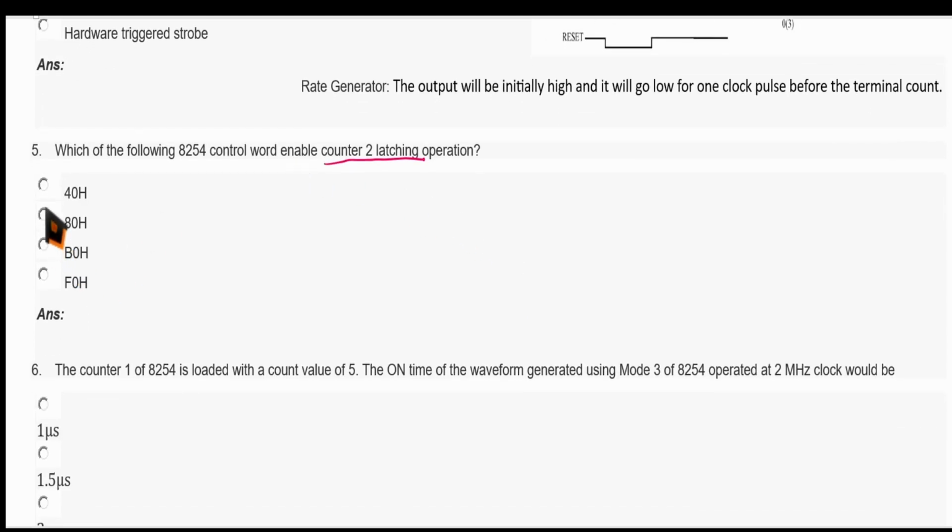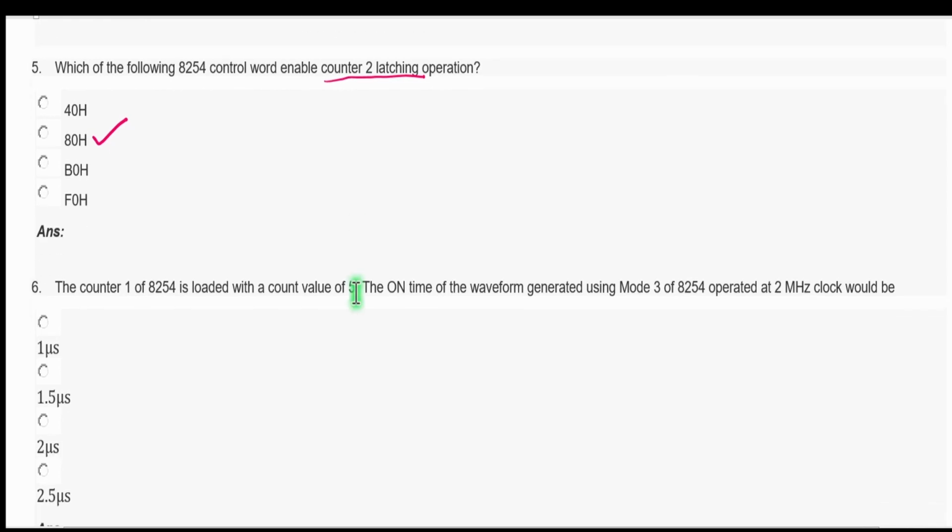So in this, 80 is given. So this is the correct answer. Let us see the next one.